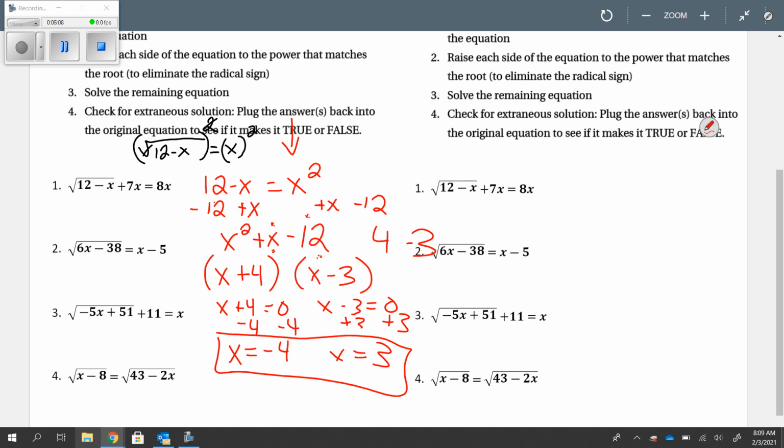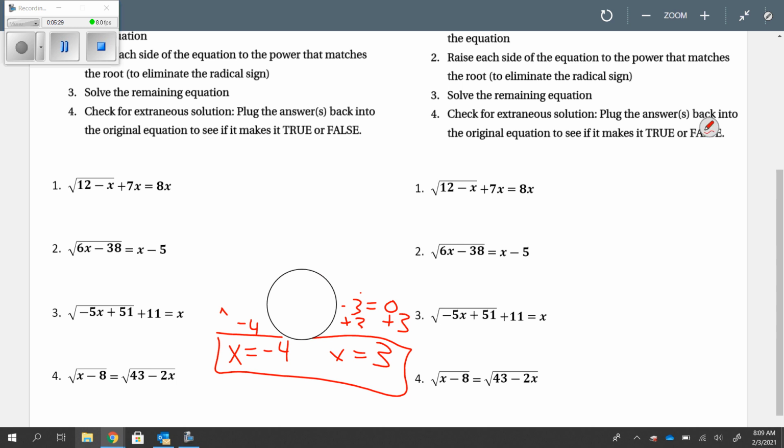And again, the way you could check for extraneous solutions, or just check to make sure you did it right, is to plug both of those in, okay? You plug -4 in first, everywhere where x is. Make sure you get true in the calculator, or just make sure it equals what it's supposed to equal, then plug in 3, and you're done, okay?